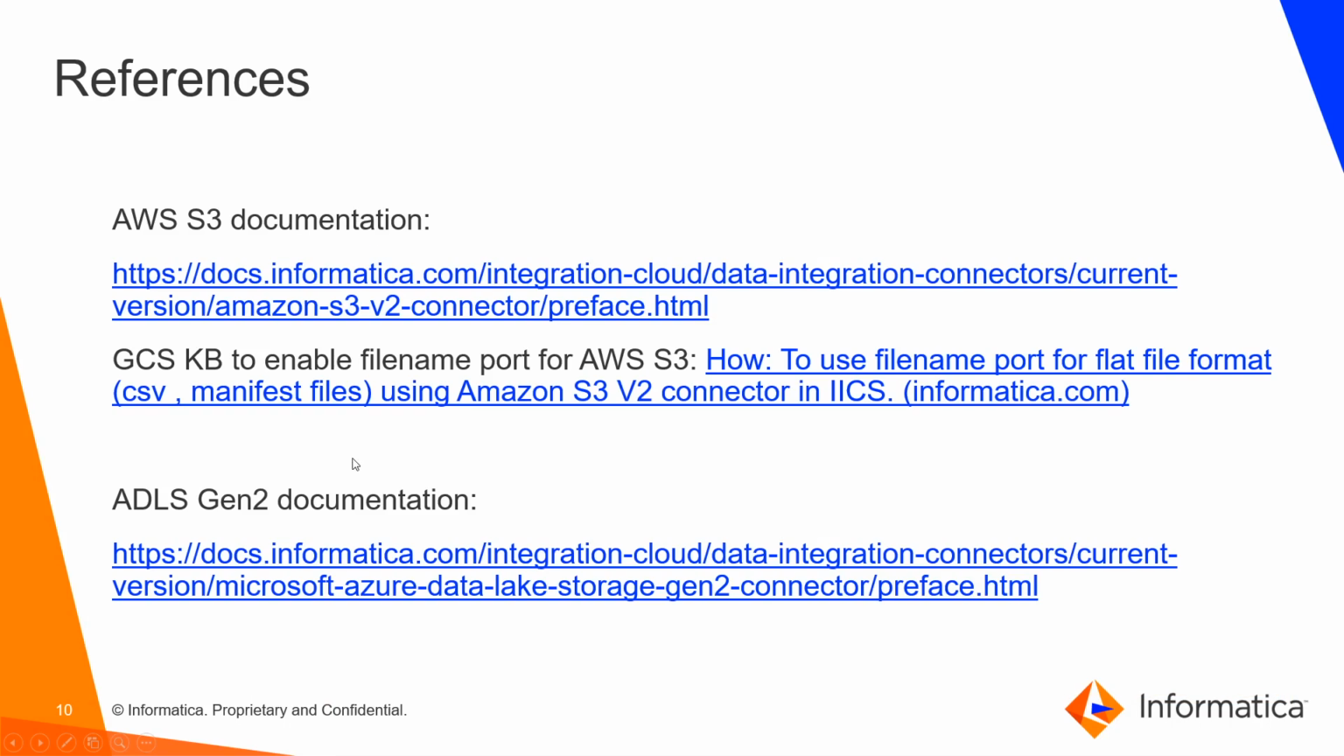Here are some reference guidelines and documentation links for all the file types supported to read from AWS S3 and ADLS Gen2. One thing to note is the file name port. If you are processing multiple files and you want to track the file names, the file name port for AWS S3 will not be directly available. Please follow the KB I have provided here. There is a flag available to add in the DIS property to enable the file name port in the AWS S3 source read.